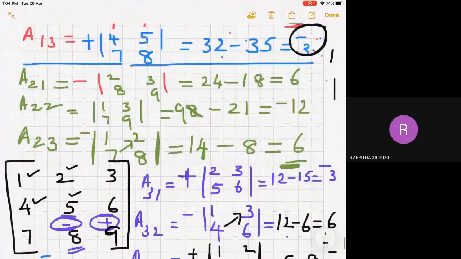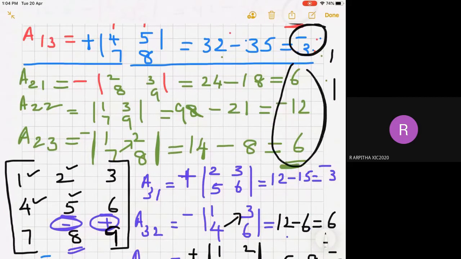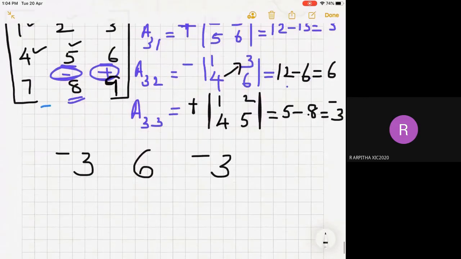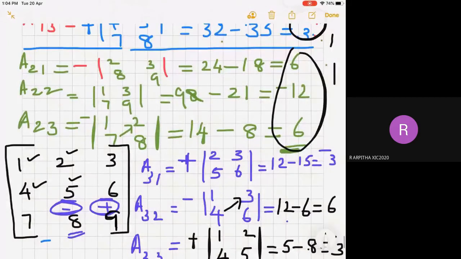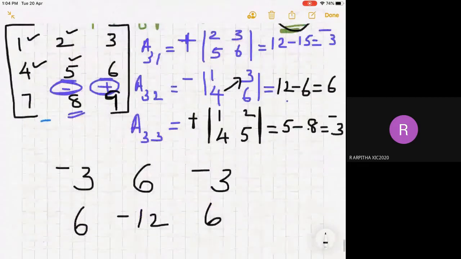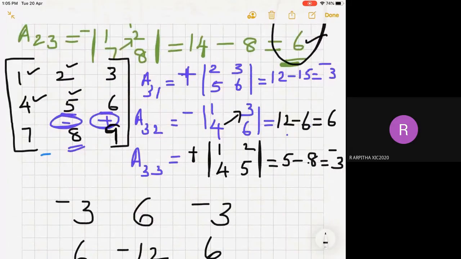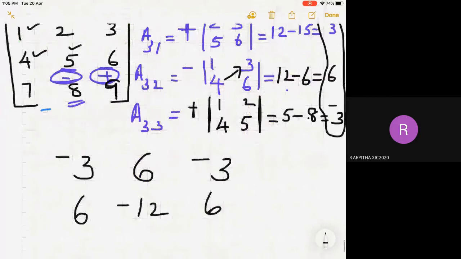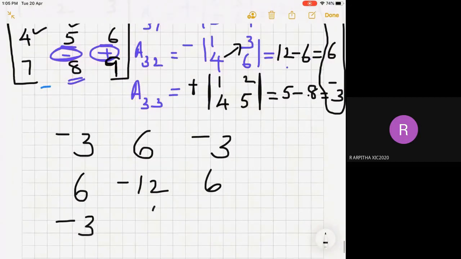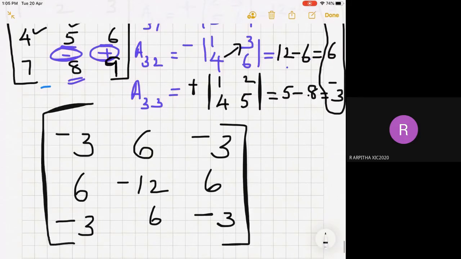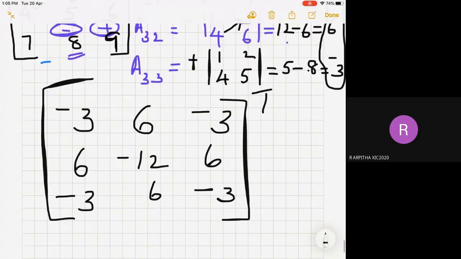Now for the second row, I'll take this: 6, minus 12, 6. What I did is, the second row is replaced only with the cofactors. Now the third row will be replaced by the cofactors. That is minus 3, 6, minus 3. So now I am getting a matrix. And the transpose of this matrix is the adjoint of A.